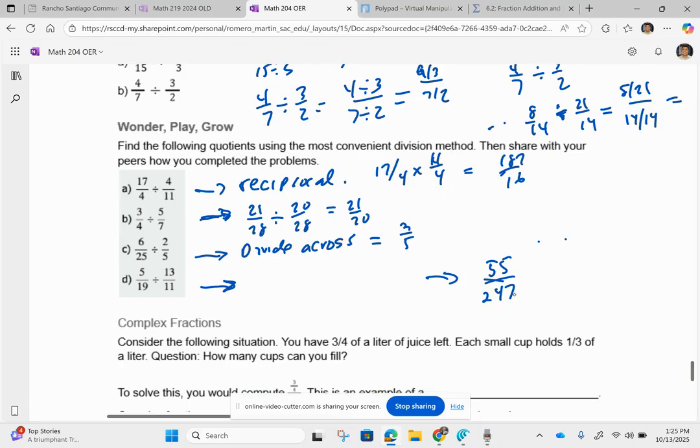And then your answer is 55 over 247. This one you just have to multiply. Reciprocal, nothing cancels. So that's what you would get.